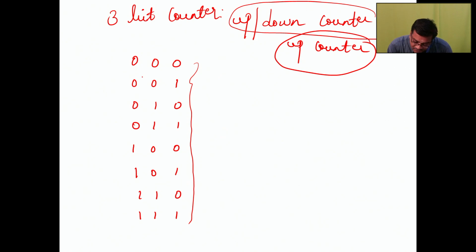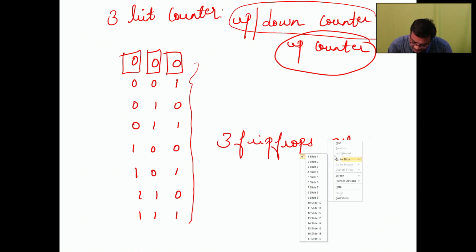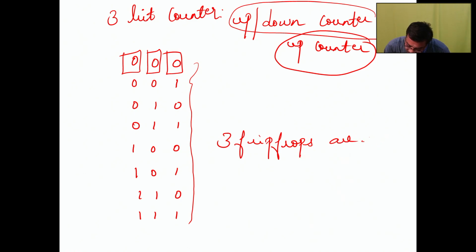So 0, 0, 0, 0, 0, 1. How many flip-flops are we going to use? For each bit we are going to use a single flip-flop. So 3 flip-flops are required for designing this circuit.